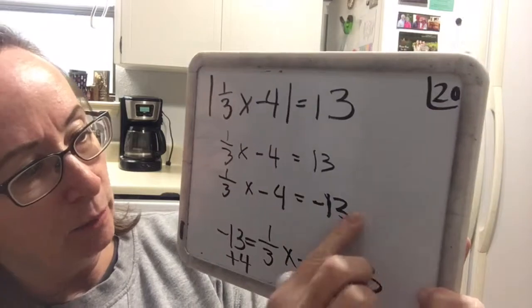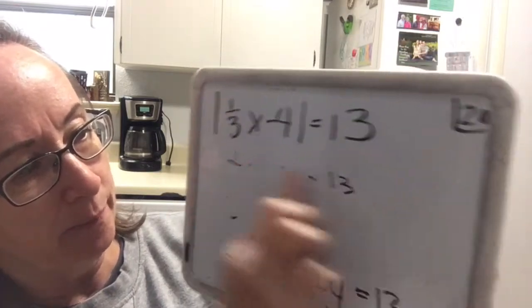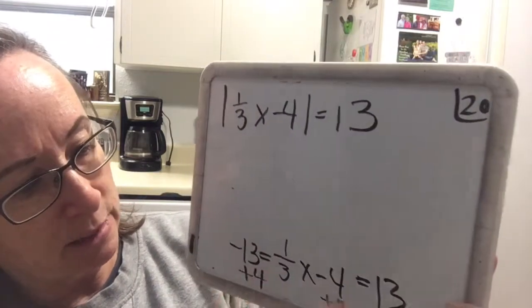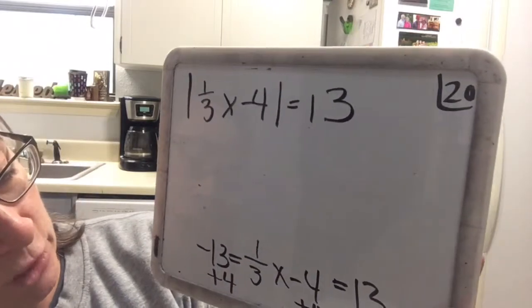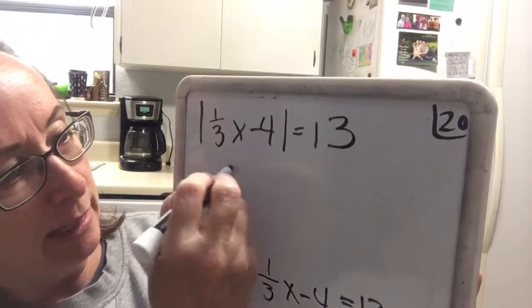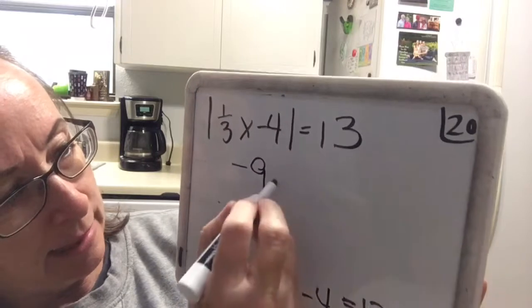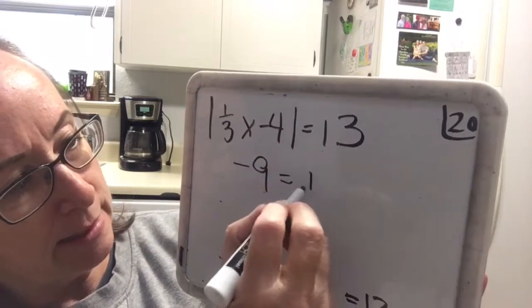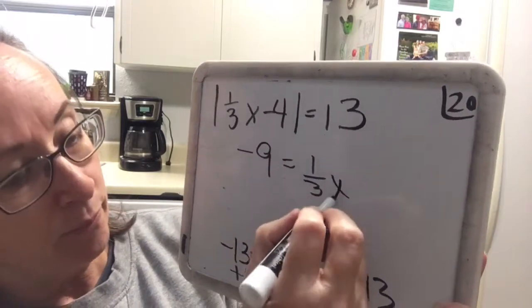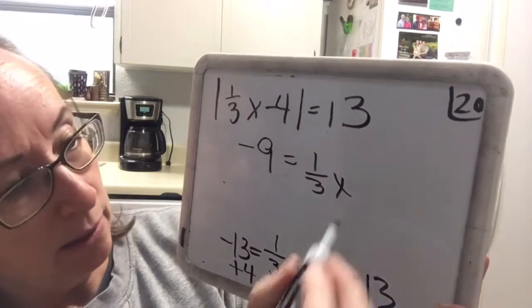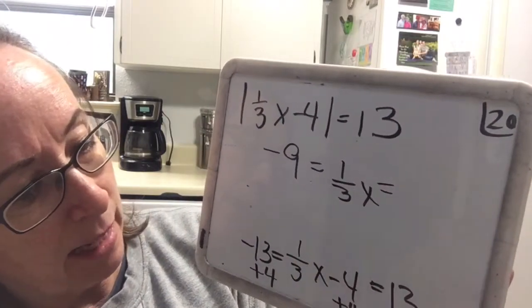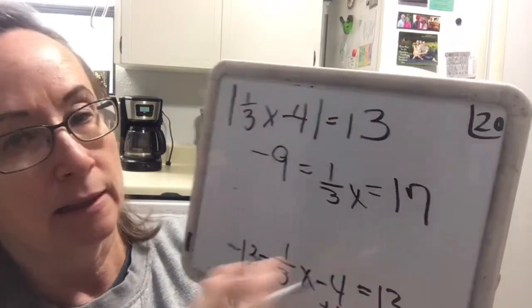Okay, so I'm going to go ahead and erase one of these because I'm running out of time. I'm going to erase both of those because this one is taking care of both situations. So I'm going to wind up with a negative 9 is equal to a 1/3 x, and then my 4's are going to cancel, and on the other side I get a positive 17.